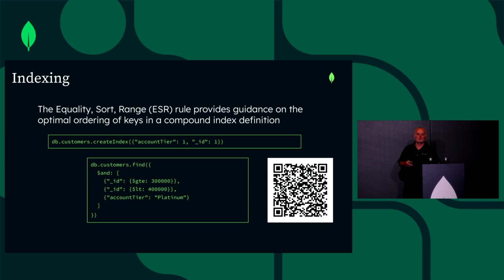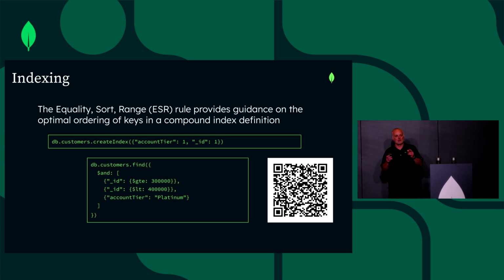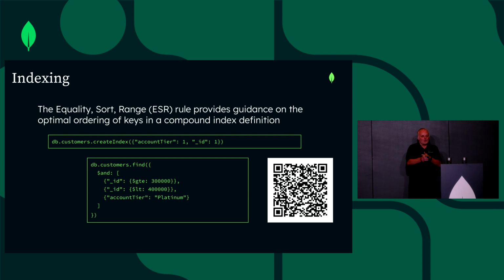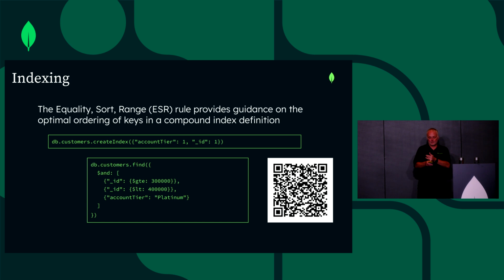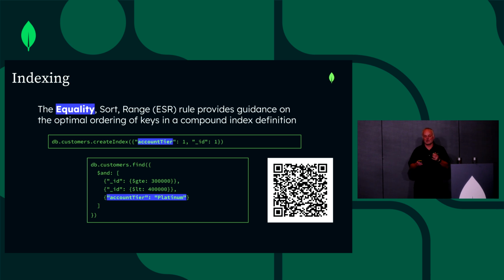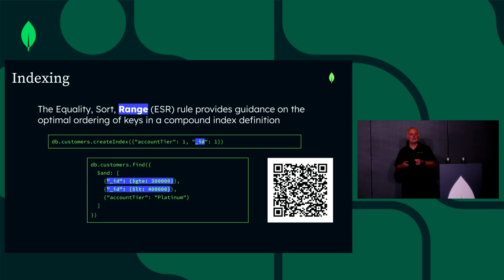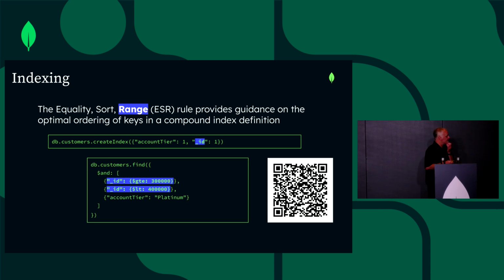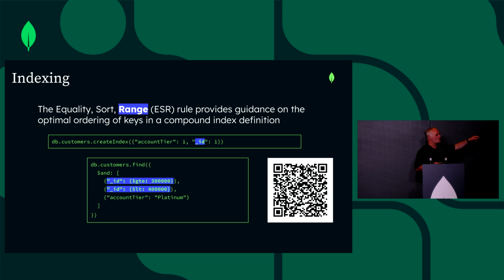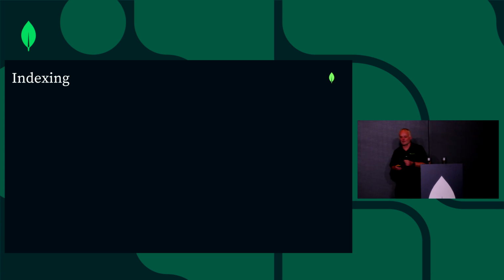So when you're coming up with the order that you put keys in a compound index, the order you try and do it is equality, sort, and range. So in this case, the equality part of our query was that the account tier equals platinum. And on the underscore ID, we were performing a range. So this means that we followed the ESR rule, and it was significantly faster. And if you want more information on the ESR and why this is the case, then that QR code will help you.